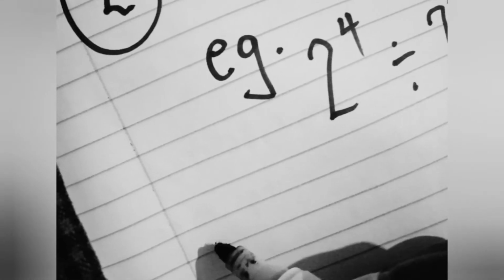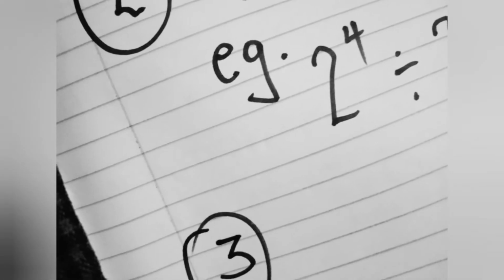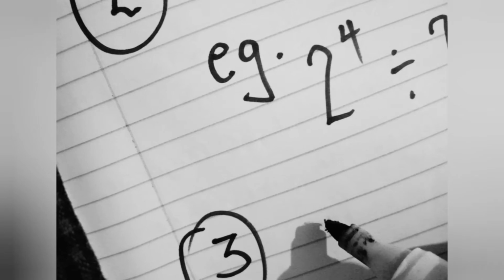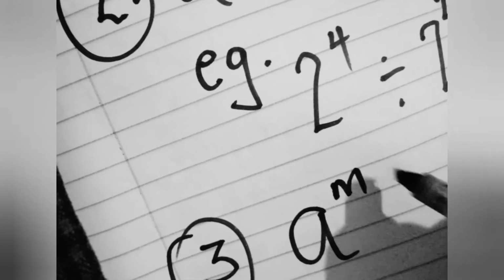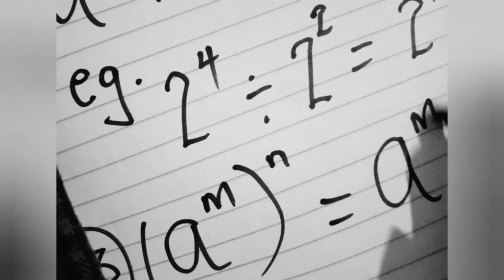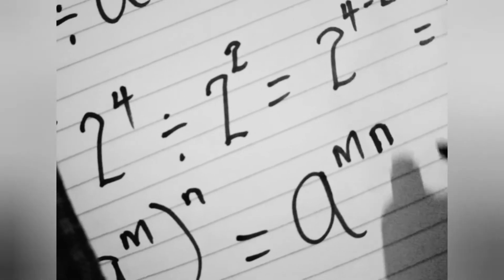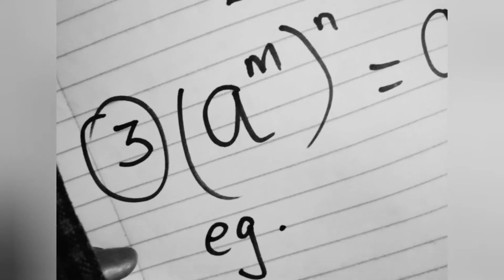We go to our third law of indices. Let's take the third law as a raised to power m, all raised to power n. This is the power law, and what you get is a raised to power m times n, or what we call a raised to power mn.